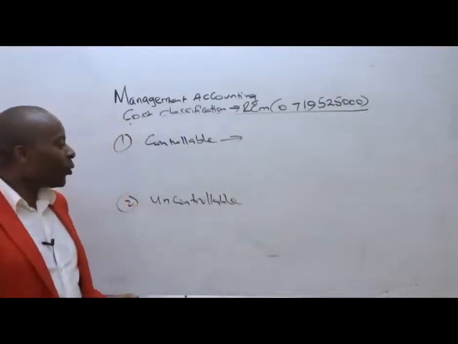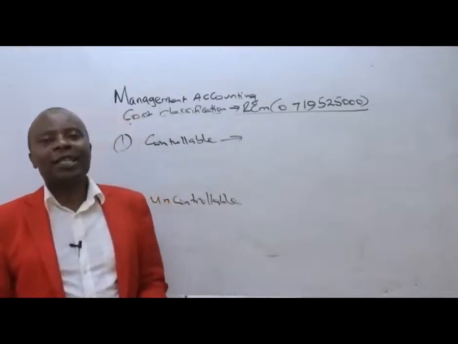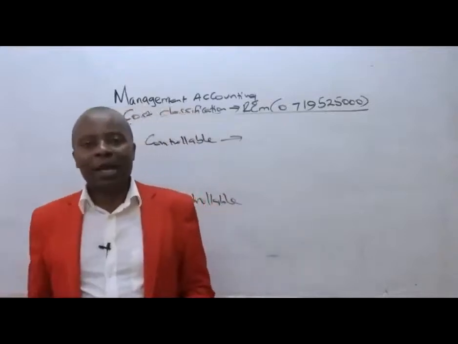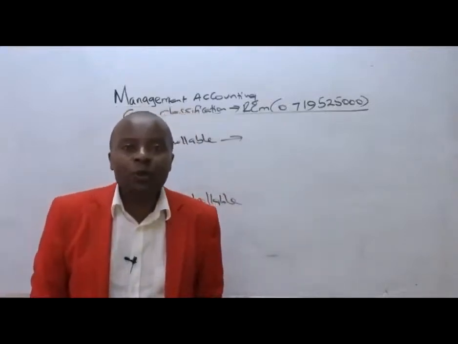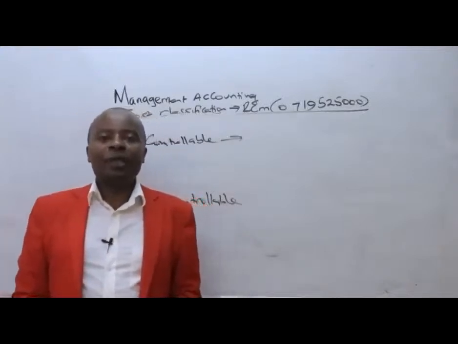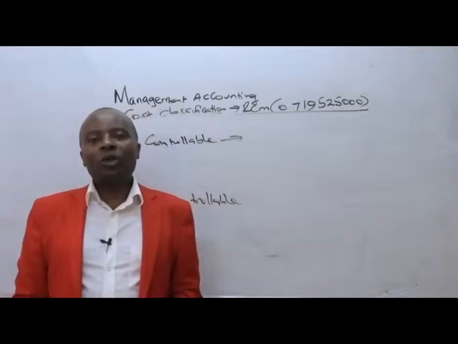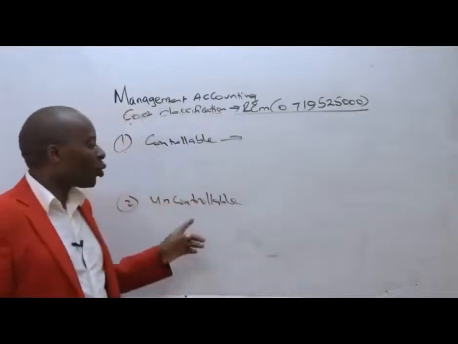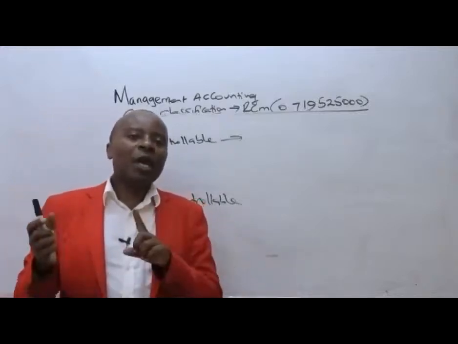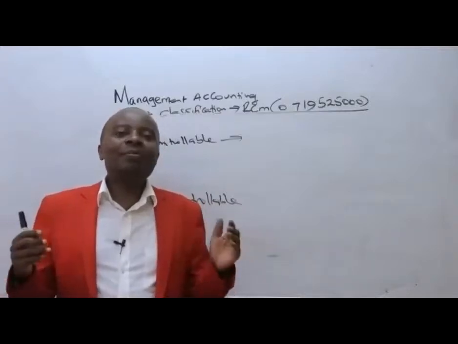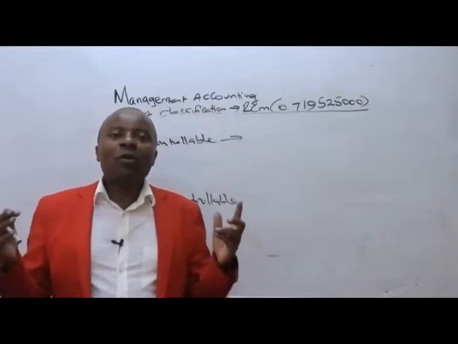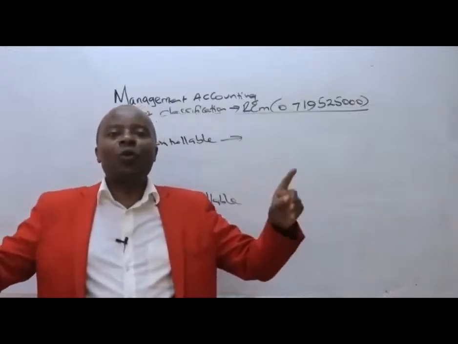Uncontrollable costs, ladies and gentlemen, are those costs that even if you decide to dance left as management or right as management, there is nothing you can ever do to them. Nothing whatsoever. So when we talk of uncontrollable costs like rent, you can't make a decision to reduce rent. That really is beyond you. There's nothing you can do about uncontrollable costs. They are those costs that you cannot influence.